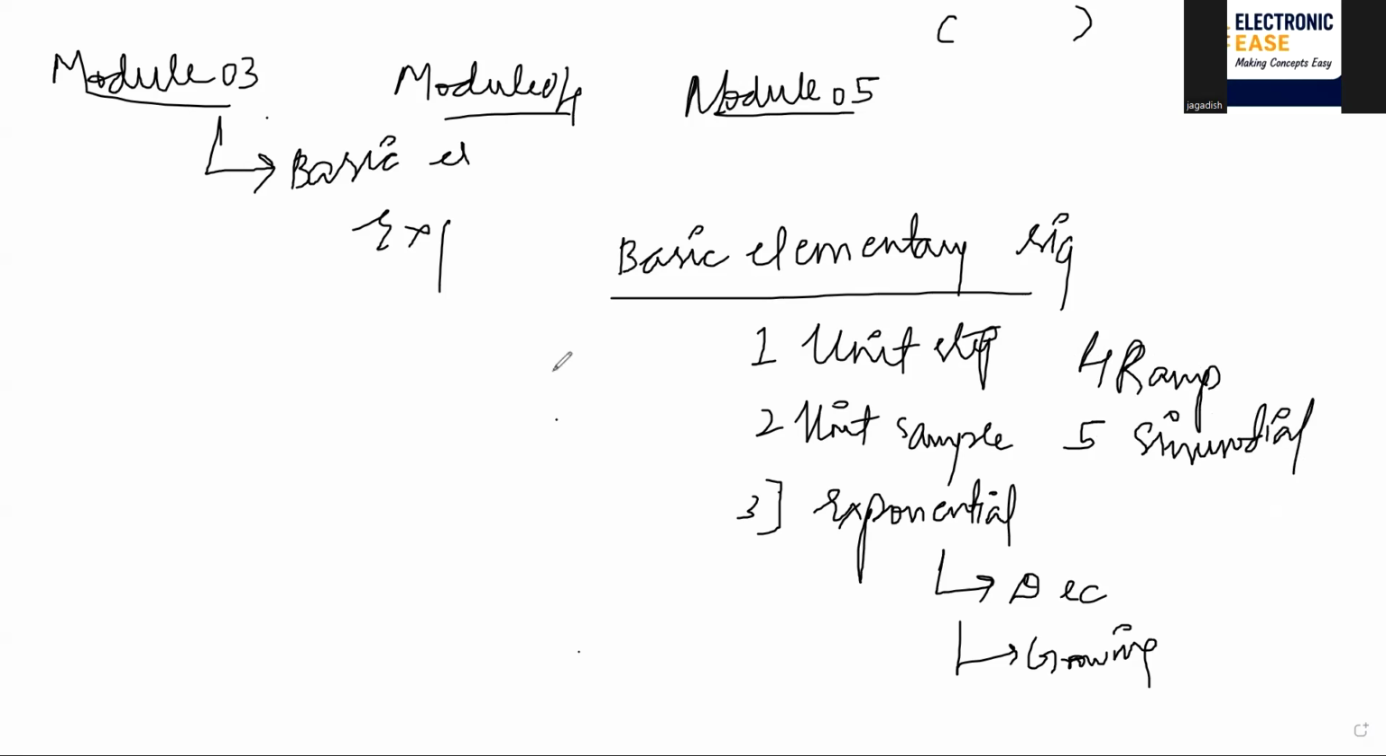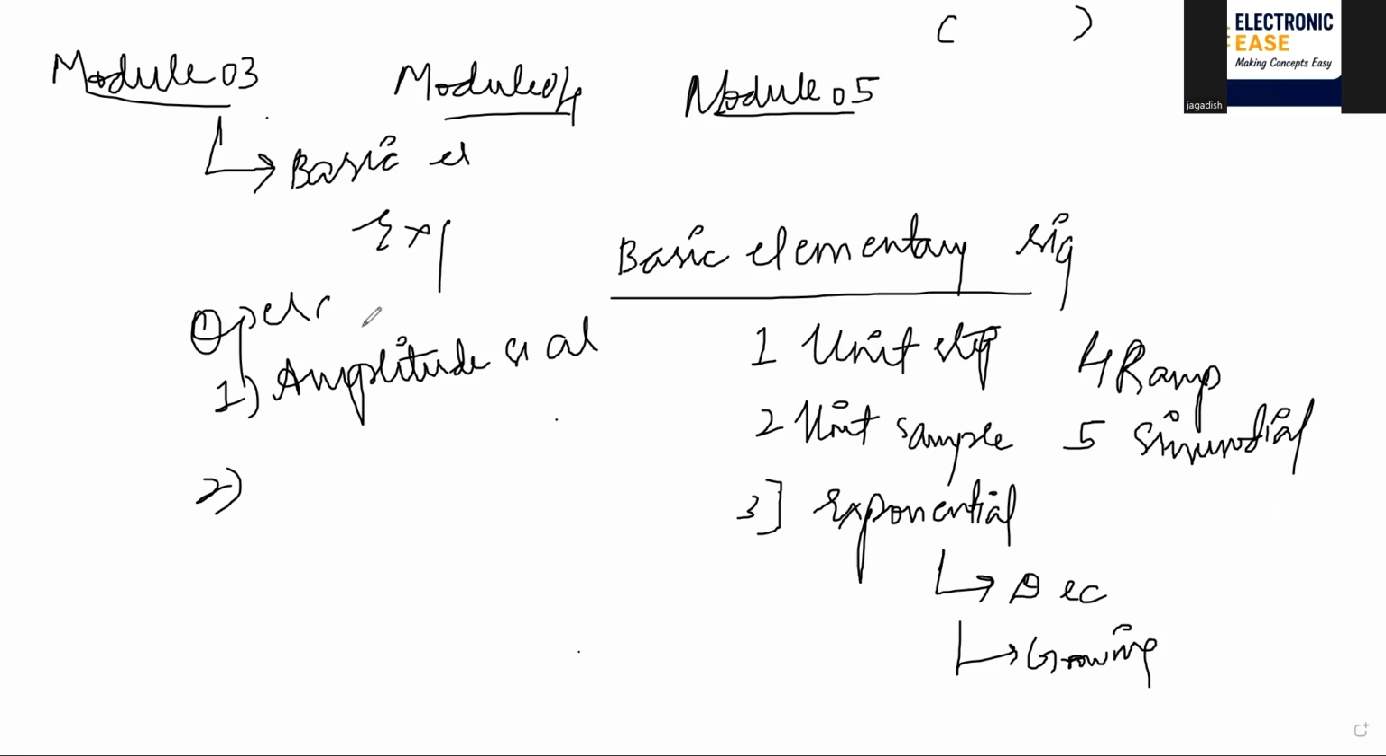Okay. So for operations on signals, you have to write amplitude scaling, time reversal, time convolution, time folding, addition and subtraction of signals. These are the basic operations. Next, time folding, time shift, time compression, time expansion. So that you have to write in operations on signals if they have asked the theory question.